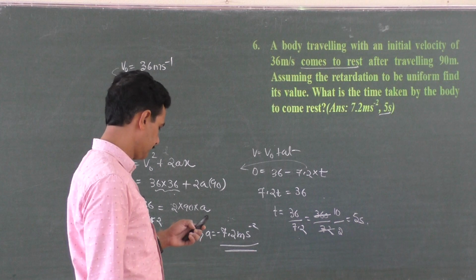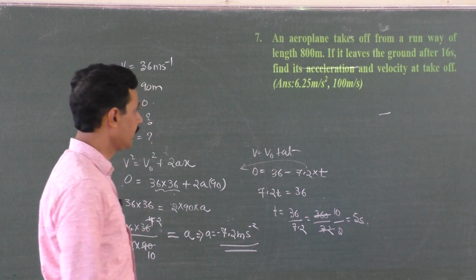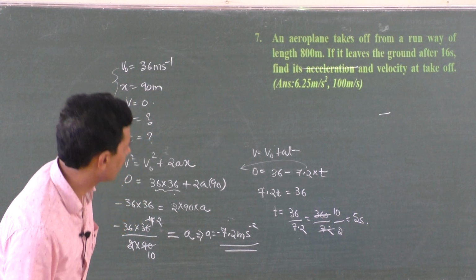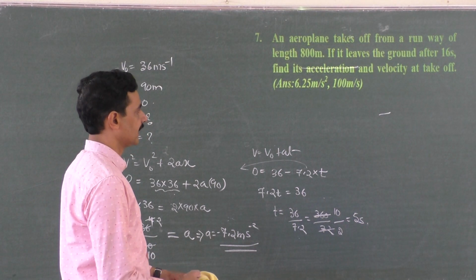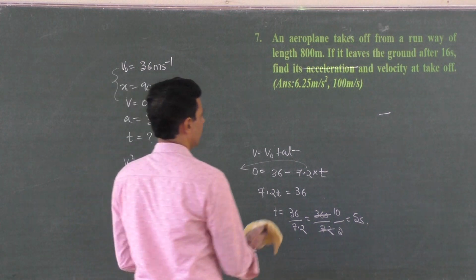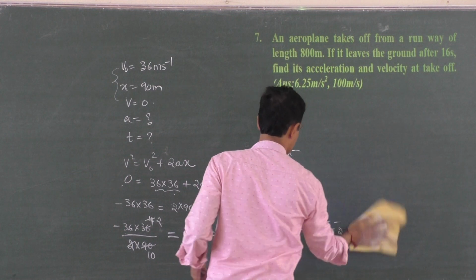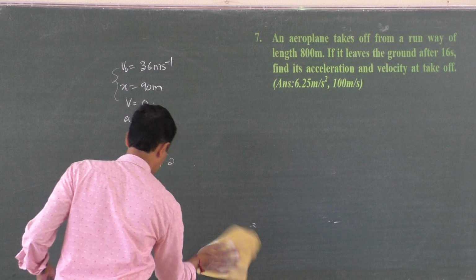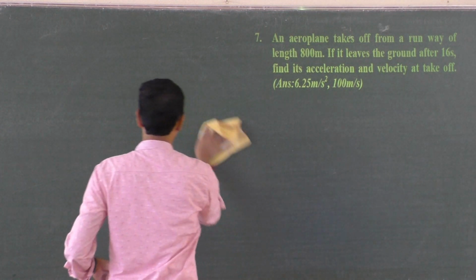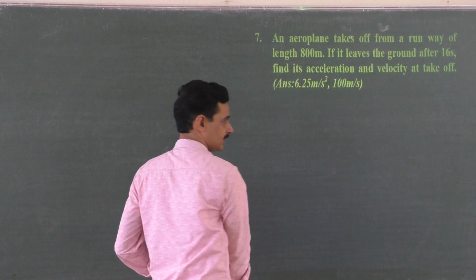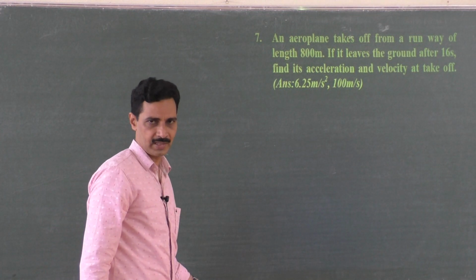Okay, next problem. 7th one. An aeroplane takes off from a runway of length 800 meters. If it leaves the ground after 16 seconds, find the acceleration and velocity of takeoff. Yes. When the aeroplane moves on a runway, some story we must know. It is default knowledge. It starts from rest, right? Nobody has to say that.